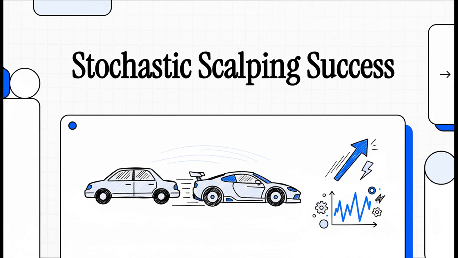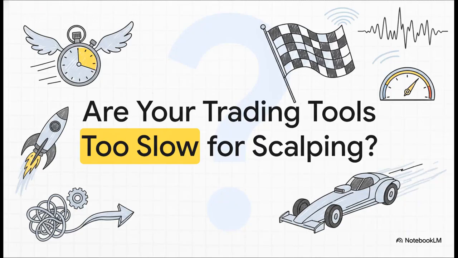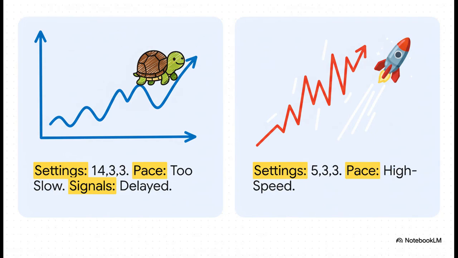Let's get started. So let me ask you this. Do you ever feel like your trading tools are lagging behind? Because in scalping, timing is literally everything. Using those default indicator settings is kind of like trying to win a drag race while you're stuck in first gear. A lot of traders run into this exact problem, where the signals they get are just a split second too late.